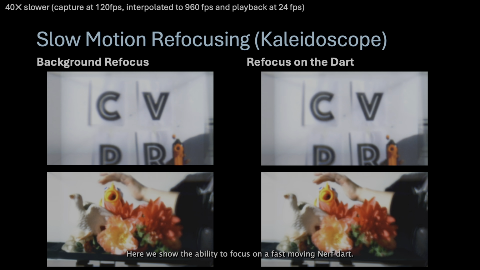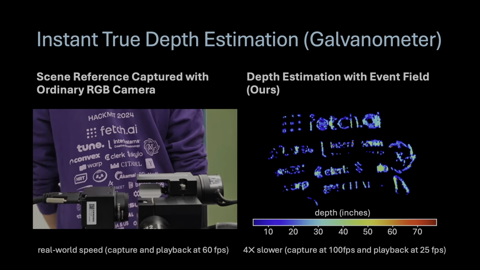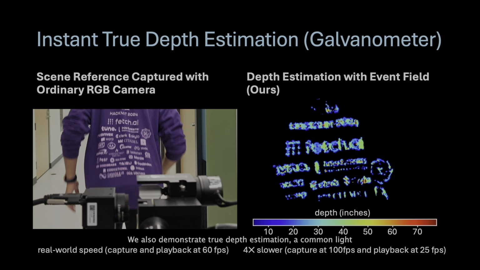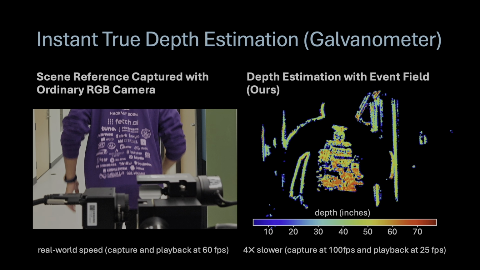Here, we show the ability to focus on a fast-moving Nerf dart. Our technique can focus on the fly, pun intended. We also demonstrate true depth estimation, a common light field application now enhanced with slow-mo capabilities.